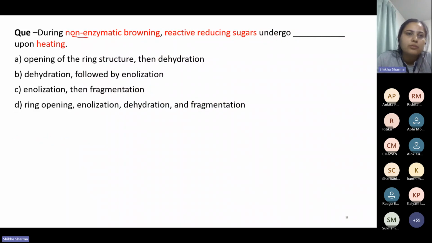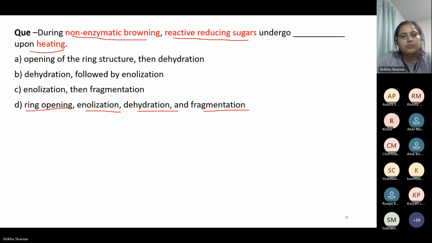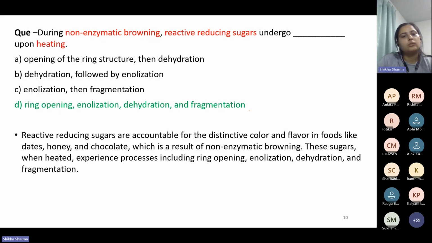So we are moving to the next question, which is: during non-enzymatic browning, the reactive reducing sugars undergo what upon heating? The options are opening of the ring structure, then dehydration, enolization, and fragmentation; or ring opening, enolization, dehydration, and fragmentation. This is already discussed in the Browning reactions lecture videos by Professor Mishra. So option D is correct: ring opening, enolization, dehydration, and fragmentation.